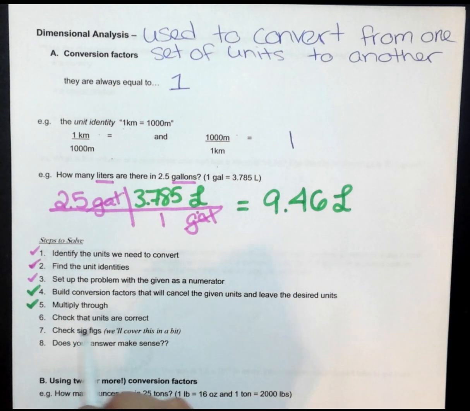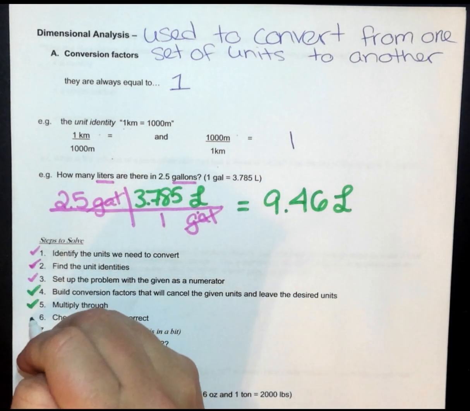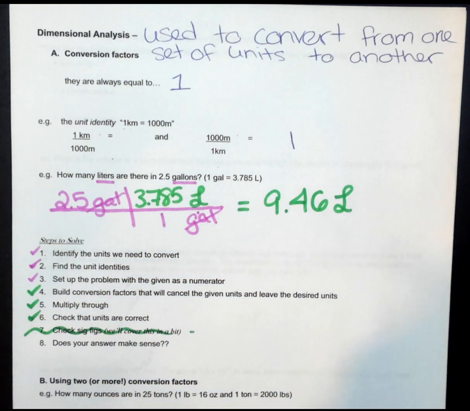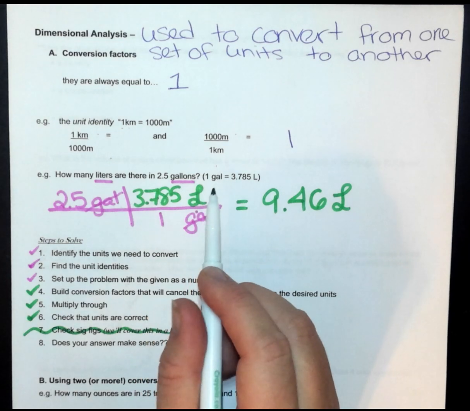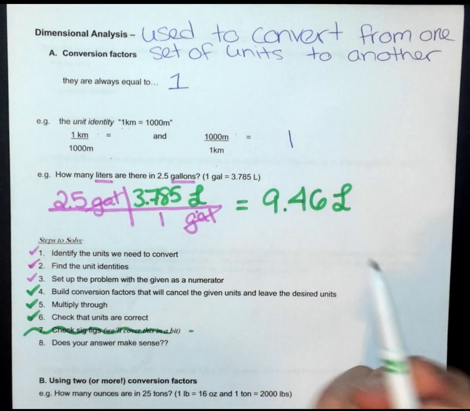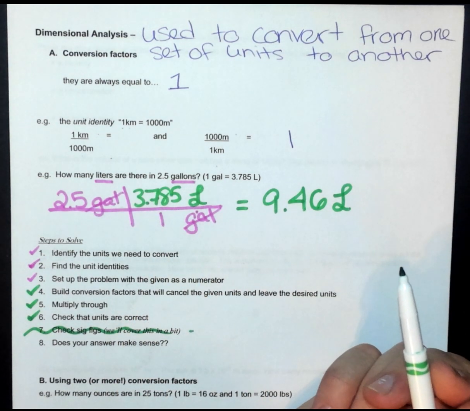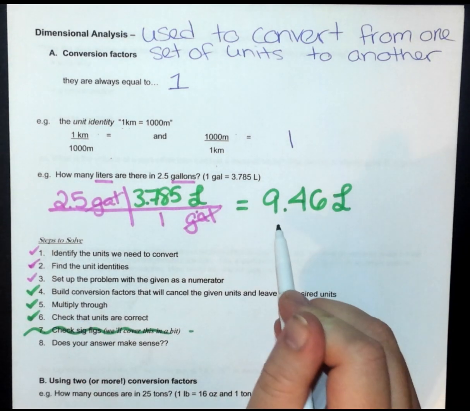Check that the units are correct. We ended in liters, and that's what it was asking for. Good. Check sig figs. We don't care about that step right now. And the last one is actually really important. Does your answer make sense? If I know that 1 gallon is almost 4 liters, and I have 2.5 gallons, I do about 2.5 times 4, which gives me about 10. So my answer does make sense.